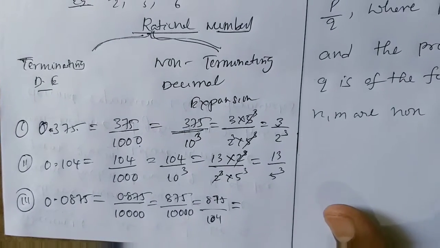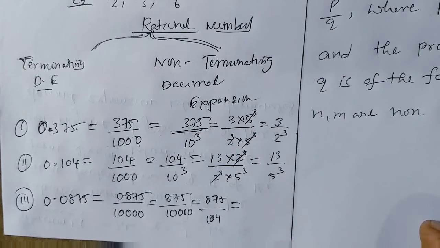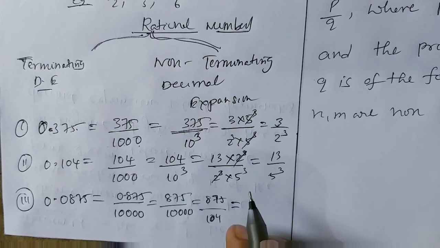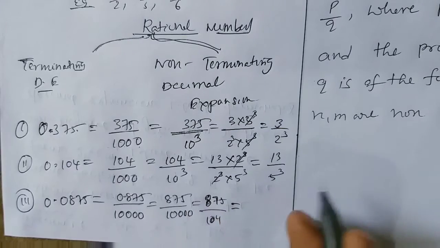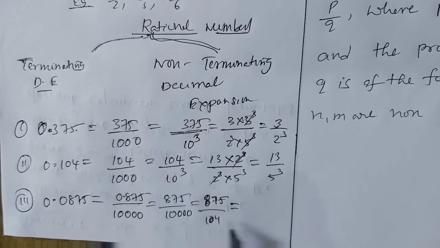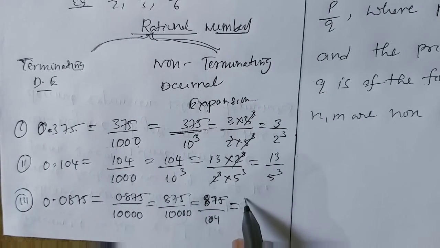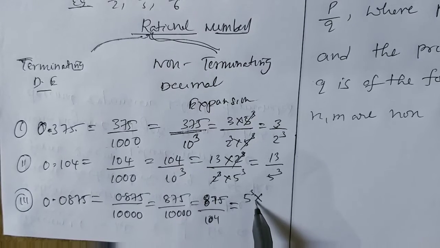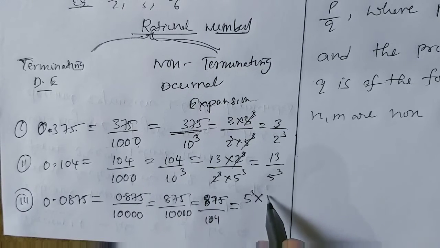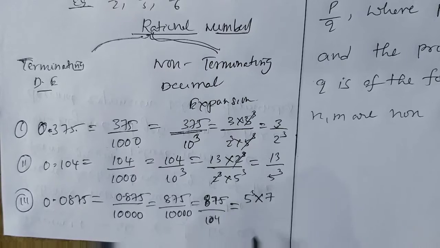This one also, 875 by 10 power 4, we can convert into a simpler form. After cancellation, you can see that 875 you can write as 5 cube into 7.